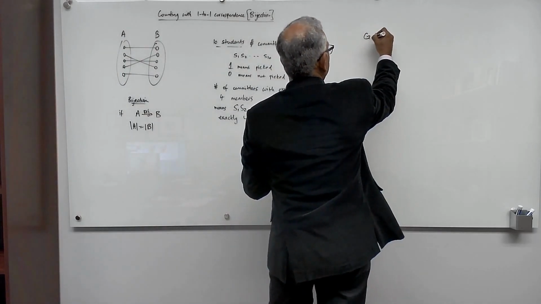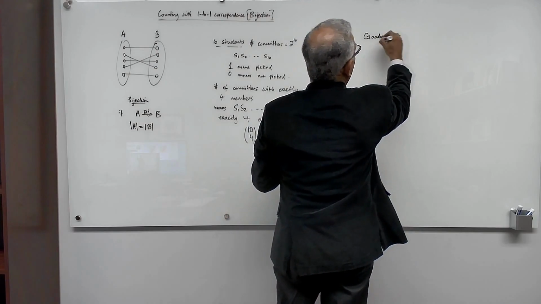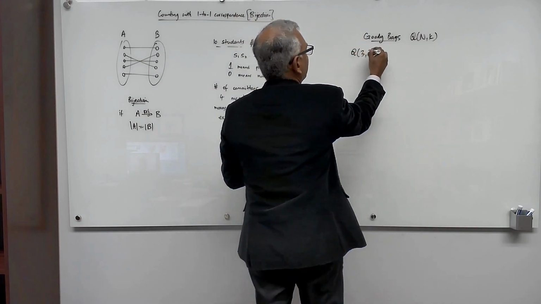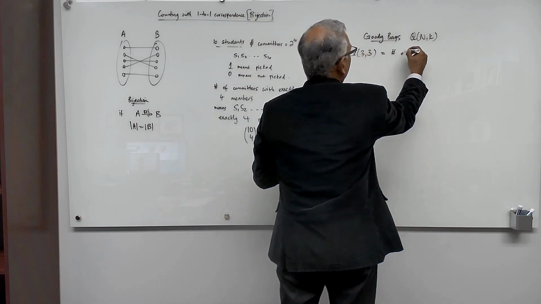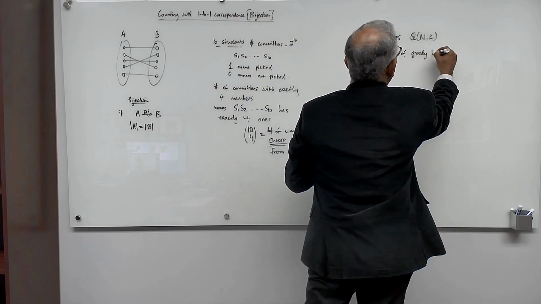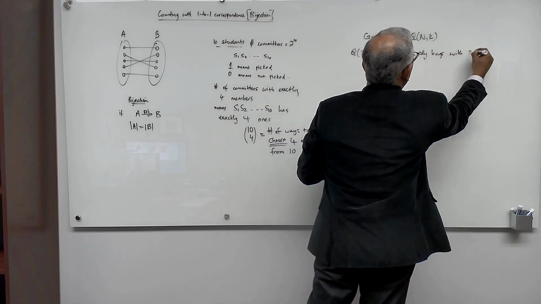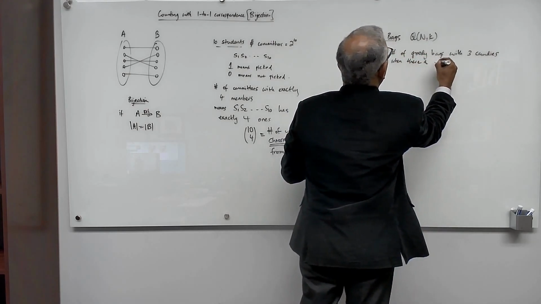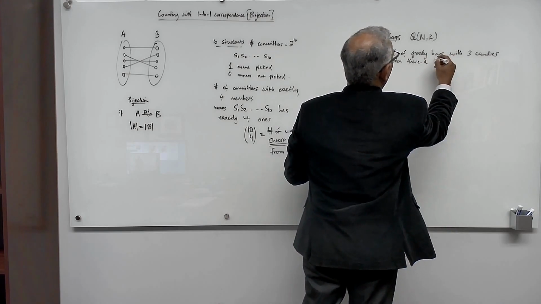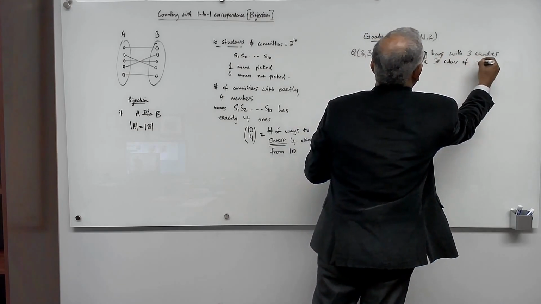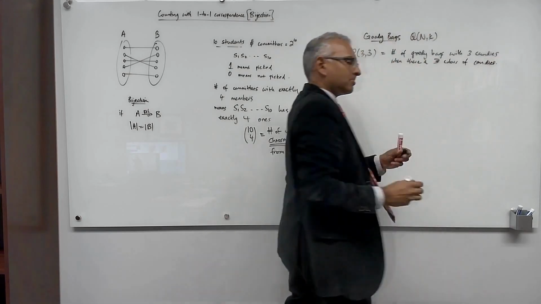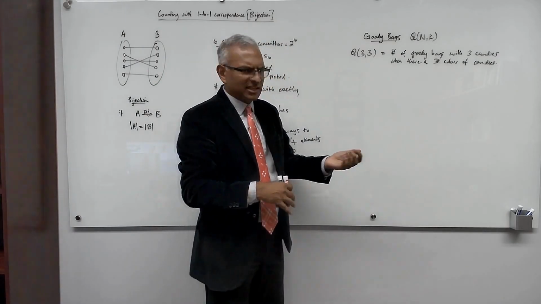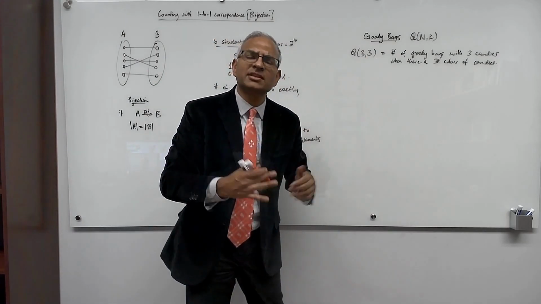Okay, let's do another example. Goodie bags. Remember, we defined this Q of N and K. So let's compute Q of 3 and 3, which is the number of goodie bags with 3 candies when there are 3 colors of candies. Now let me think about how I would tell you what's in my goodie bag. Let's say I've created such a goodie bag with 3 candies. How would I tell you what's in there?